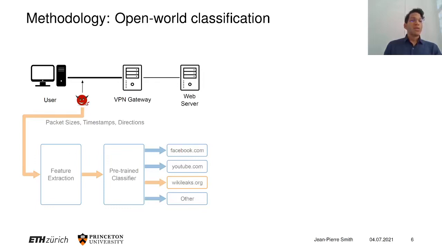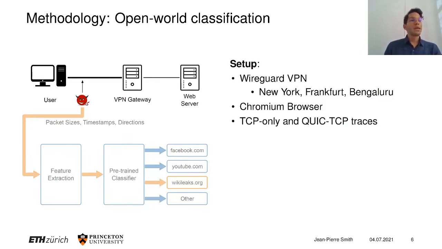That is, we created a setup for collecting a large dataset of website fingerprinting samples on which the adversary can train his classifier. And in our setup, the adversary is located on the encrypted communication between the user and a VPN gateway. Our VPN gateway was located in New York, Frankfurt, and Bengaluru, India. And this provided for a variety of network conditions.